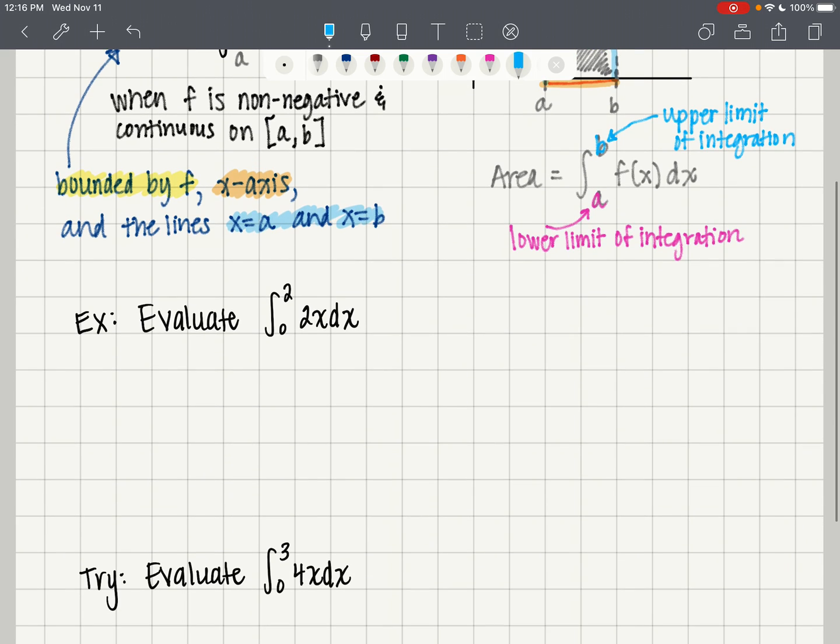So let me give you an example. We're going to evaluate the definite integral of 2x dx evaluated from x equals 0 to x equals 2. Now, I'm going to draw a picture of it because it's going to help us get an idea of what's happening here. 2x dx is inside the integral. That means our function is 2x. So 2x is going to look like this.